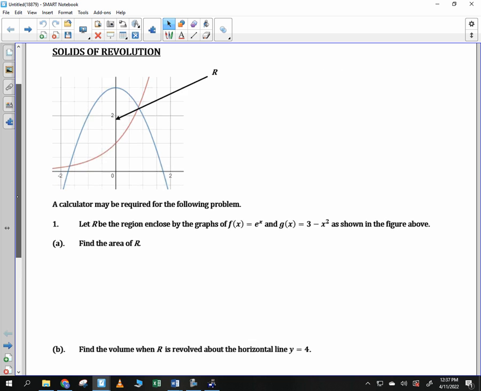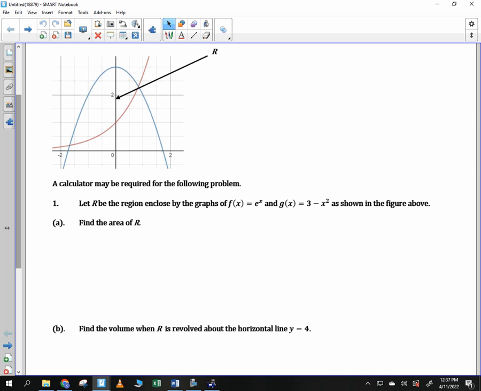Solids of revolution, a topic that we know. The calculator may be required for the following problems. Let R be the region enclosed by the graphs f of x equals e to the x and g of x equals 3 minus x squared, as shown above in the figure. Find the area.